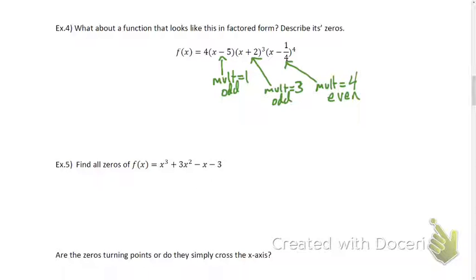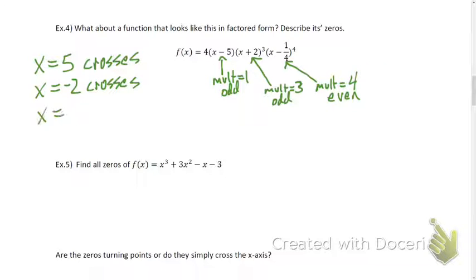So when I actually write down my answer, it looks like this. There's a 0, and it crosses. There's a 0, and it also crosses. And lastly, we have a 0 at 1/4, and it bounces off of that one. So let's go ahead and practice. Let's look at what this graph would look like.